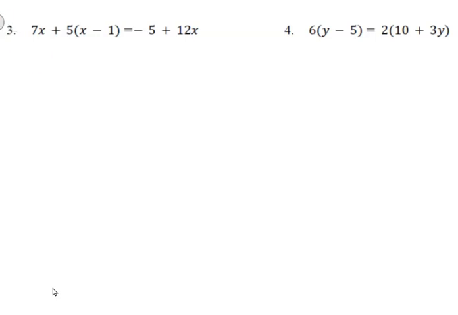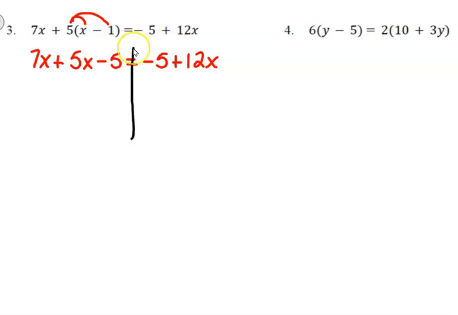So parentheses mean we distribute. 7x plus 5 times x is 5x. 5 times negative 1 is negative 5. On the other side, I have negative 5 plus 12x. Here's my equal sign. On the same side of my equal sign, I have 7x plus 5x. So let's do that first. That's going to give me 12x minus 5 equals negative 5 plus 12x.